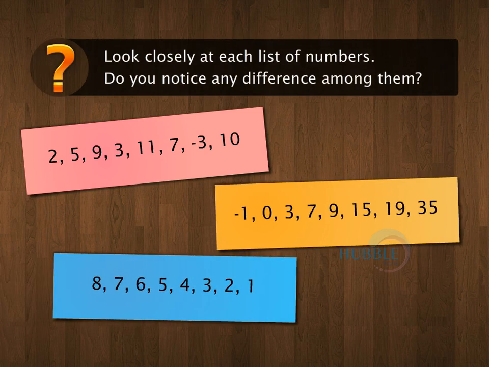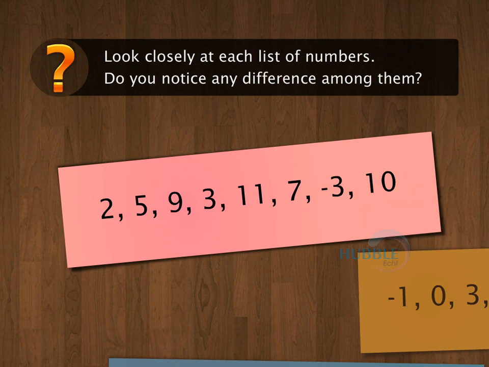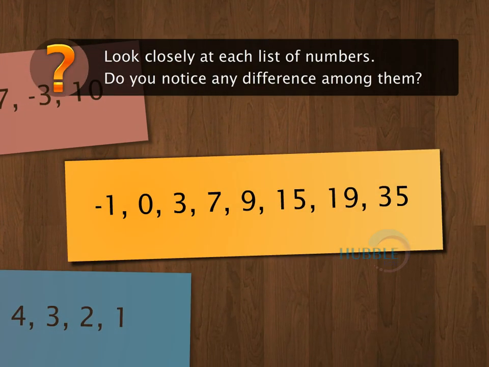Look closely at each list of numbers. Do you notice any difference among them? In the first example, the numbers are random and there is no pattern among the numbers in this list. In the second example, the numbers are arranged in ascending order, but there is no fixed pattern among them.